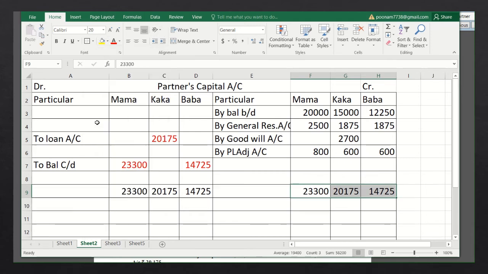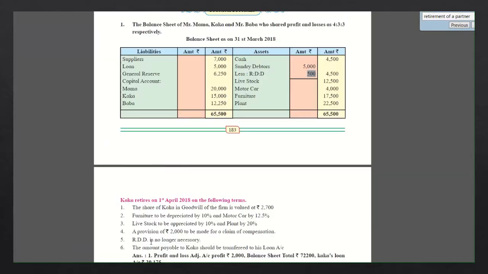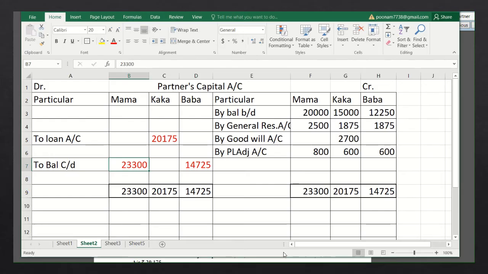So students, this is the higher total, which is from the credit side, and it is written on both sides. After that, no balance is there on the debit side of the respective partners, so the same amount will be there as the closing balance. But just pay attention to what they have said: the payable amount of Kaka's account is transferred to his loan account. So for the balances of Mama and Baba we write balance carried down, but the balance of Kaka will be written as to loan account.